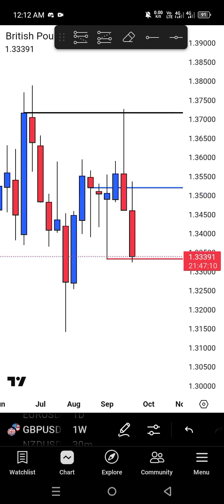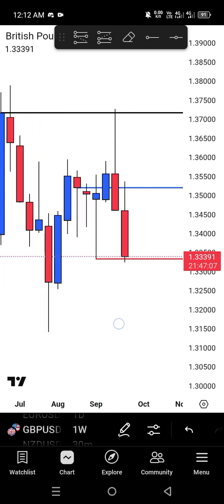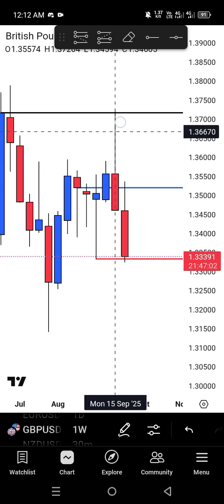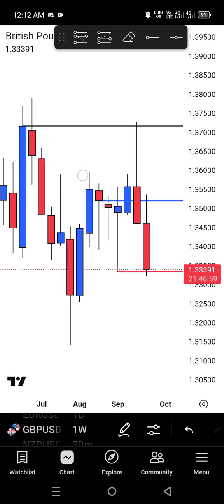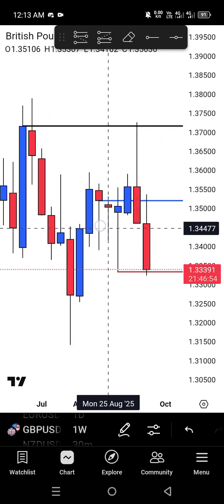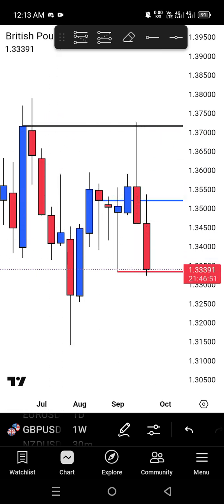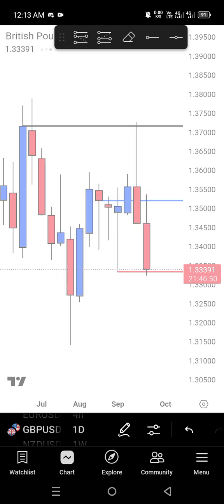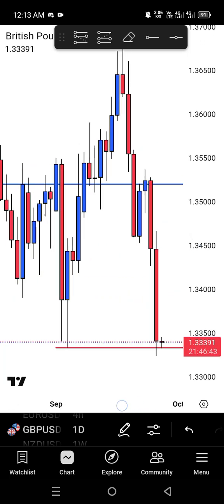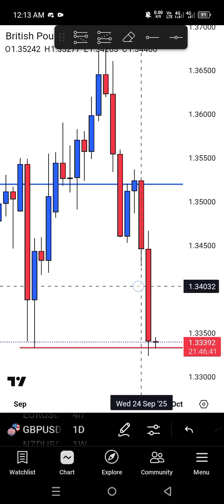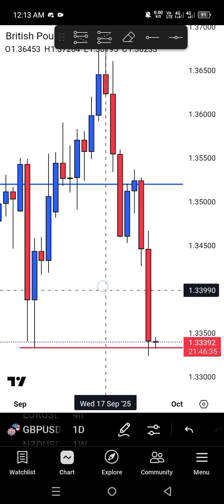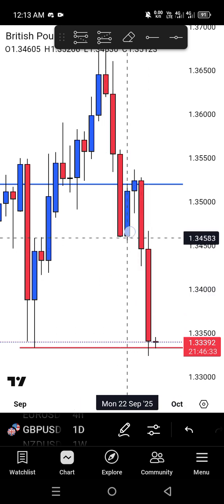For this week, starting from the previous week, we know that this week rejected off this key level right here and broke structure below. So what we're going to do now is go down to the daily time frame and see what we can see. Looking at this, we have been in a downtrend after the rejection and all that. We can see that clearly.